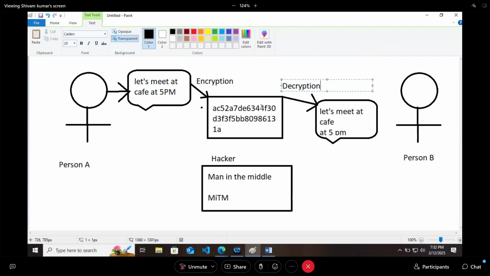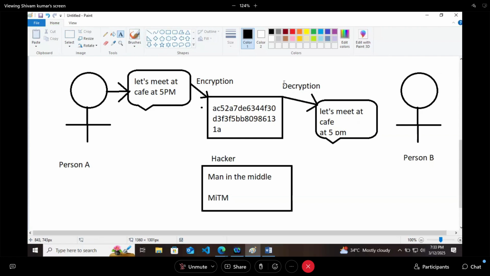Plain text, cipher text. You might face these questions in an interview. What is encryption? Encryption doesn't mean applying security. No. Encryption means when a plain text is getting converted to cipher text. And decryption means when a cipher text is getting converted to a plain text.